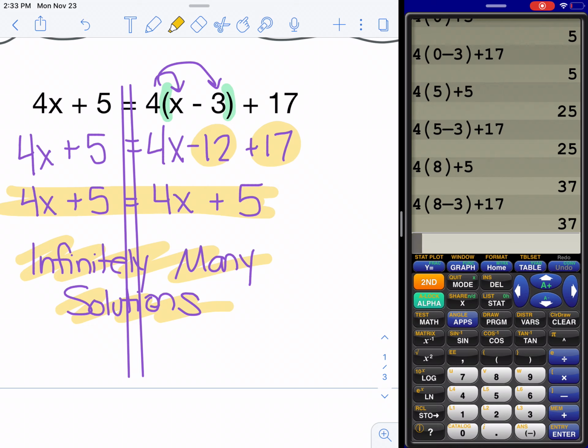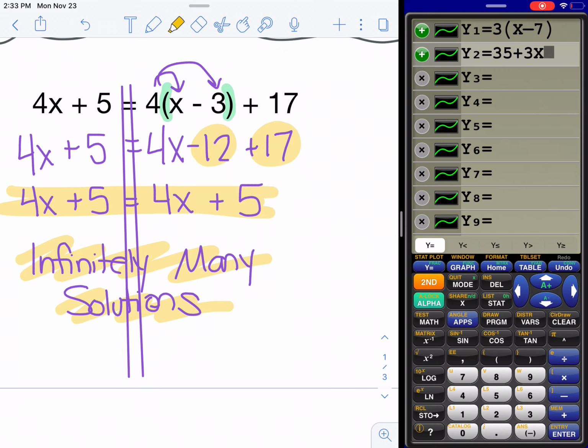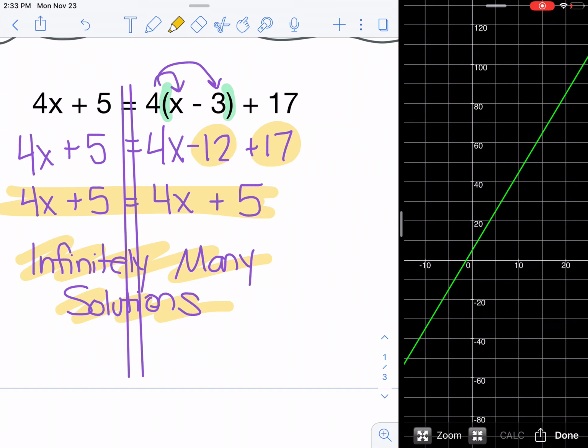So the reason that this equation has infinitely many solutions is because really it's the same exact expression on one side and the same exact expression on the other side. If I were to type these equations into my y equals, so in this case 4x plus 5 and 4 times x minus 3 plus 17, and if I were to graph these, it looks like there's only one line. That's because these are the same line, just sitting right on top of each other. So no matter where I go on my line, every single point, the lines are equal.